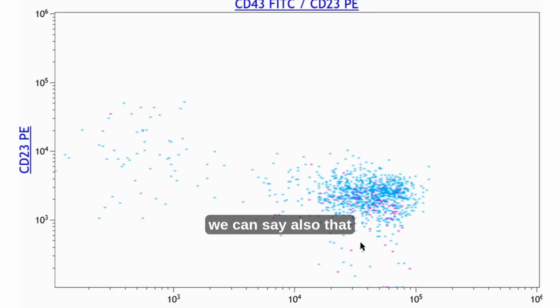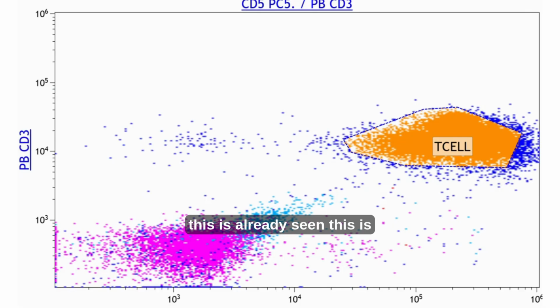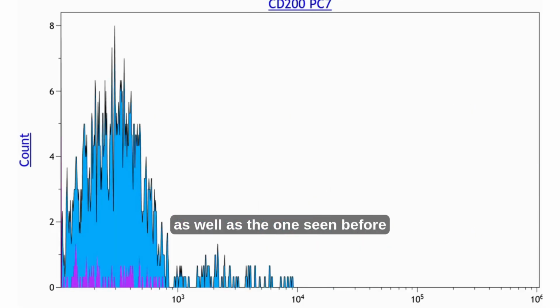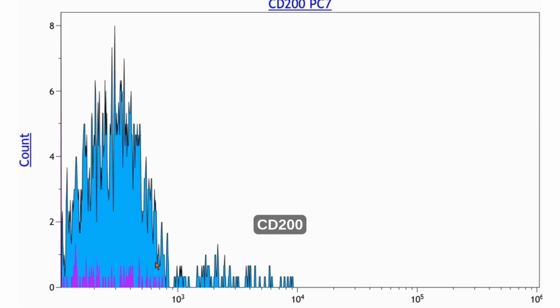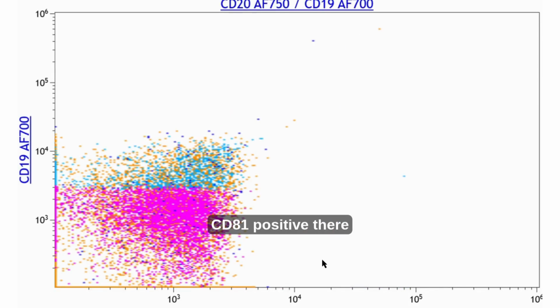We can say also that these cells are CD43 positive and CD23 negative, which is also an abnormality. This is already seen, as well as the one seen before. This population is CD200 negative and CD81 positive. There's no other feature that is catching our attention.